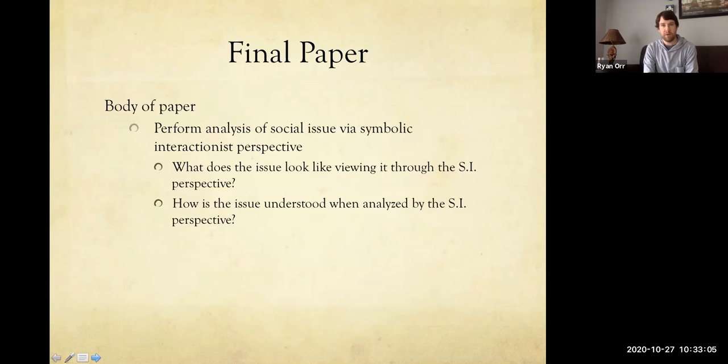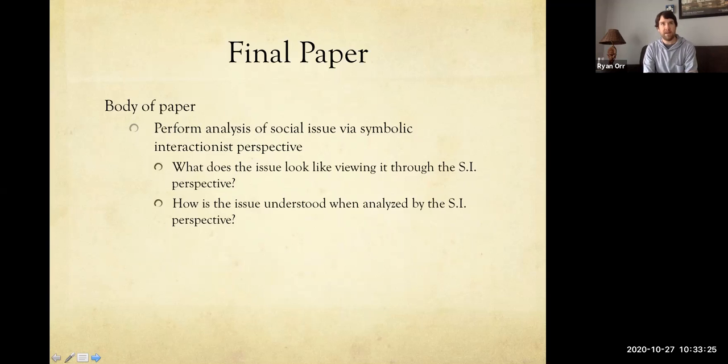So the body of the paper is where you perform the analysis of your social issue through that symbolic interactionist perspective. So basically, two questions will be centering the analysis. First, what does the issue look like when you view it through the perspective?